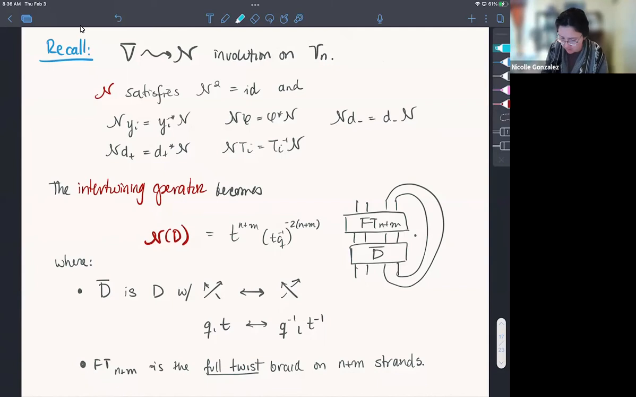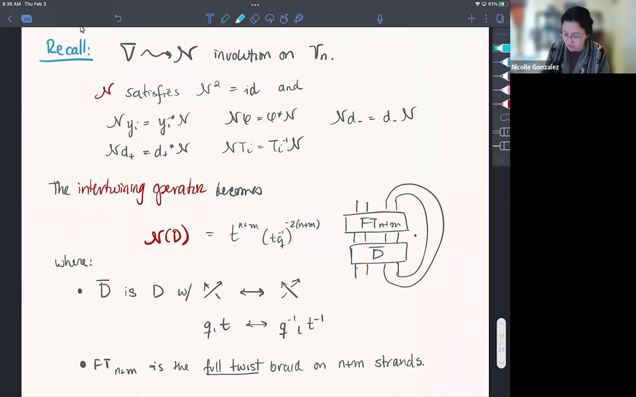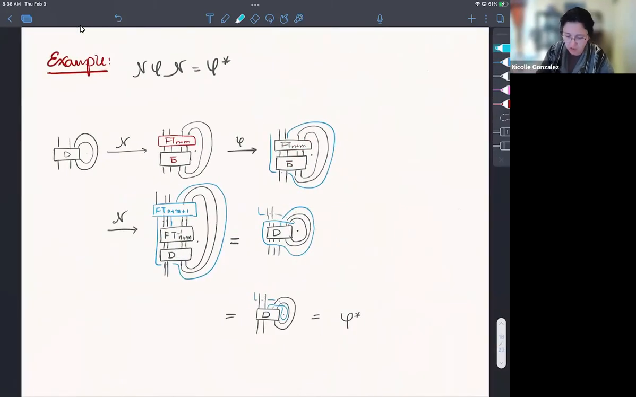So maybe, should I do an example? Yeah, why not? All right, so just to clarify, n, you feed it a picture, you change all the positive crossings to negative crossings, you change Q and T to Q inverse and T inverse, and then you compose it with a full twist. All right, so how would such a computation look?